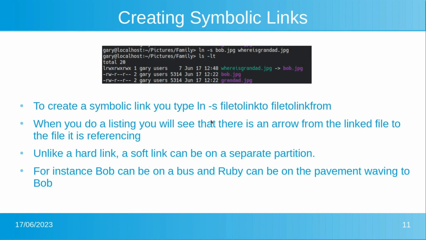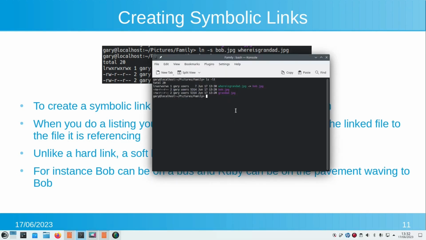So unlike a hard link, a soft link can point to something anywhere. So if you think about it from Ruby's situation, Bob could be going on holiday, so he's caught a bus, and Ruby could be on the pavement waving at Grandad on the bus.